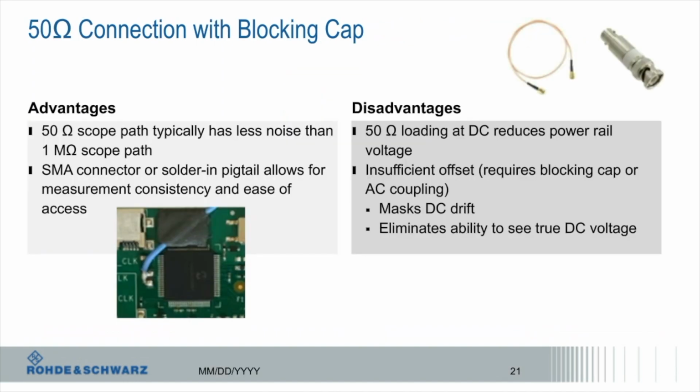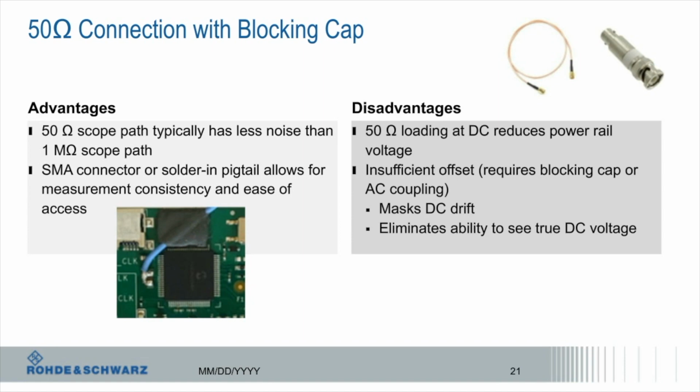What are some key advantages and disadvantages of using the scope's 50 ohm path for power rail ripple and noise measurements? An advantage is, for a number of scopes on the market, the 50 ohm scope path has less noise or is quieter than the 1 megohm path. And as users can solder in a pigtail or use a direct connection with an SMA, it has greater measurement repeatability than trying to handhold a probe.